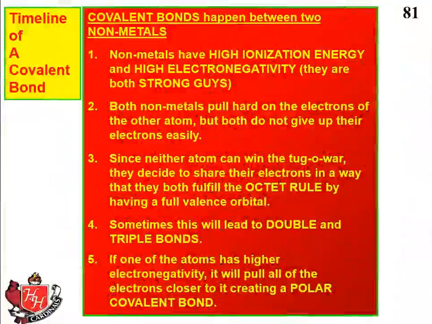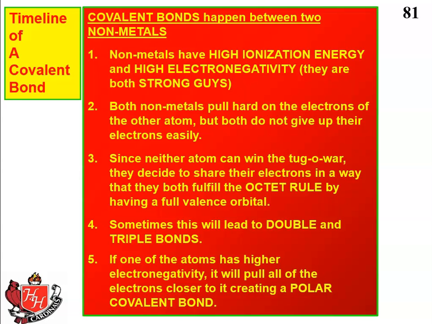All right, so this is basically a summary of how covalent bonds work. You should know this. Covalent bonds happen between two nonmetals. One, nonmetals have high ionization energy and high electronegativity. They're both strong guys. In other words, they like to pull in electrons from another atom. That's high electronegativity, and it takes a lot of energy to steal their own electrons away from them, and so that's high ionization energy. So they don't give up their own electrons, and they do like to take in electrons from other atoms. So they're strong guys.